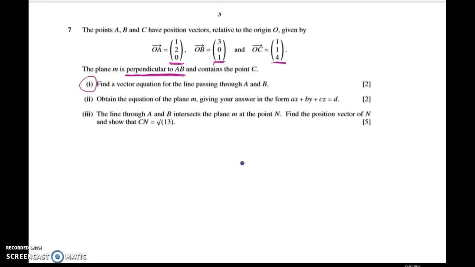So the first thing to do is to find a vector equation for the line, which we'll call R, going through A and B. Then we're going to get the equation of the plane. And lastly, we're going to figure out where the line and the plane intersect. Okay, so starting off, the first thing we're going to do is to find the direction vector from A to B.